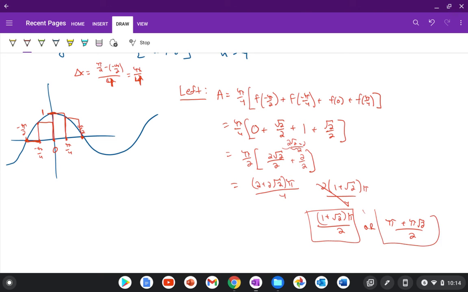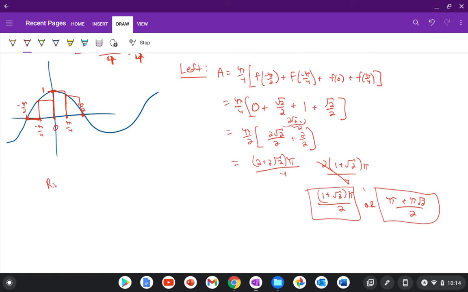Just make sure you know how to rewrite things. The AP test might have the answer written in a number of different ways if it was a multiple choice, so any of those would work. I'm going to do the right.